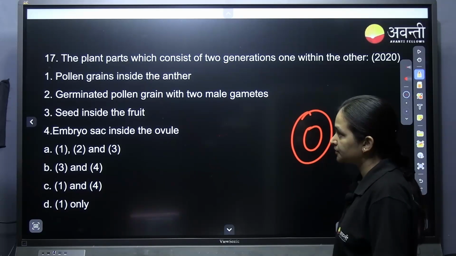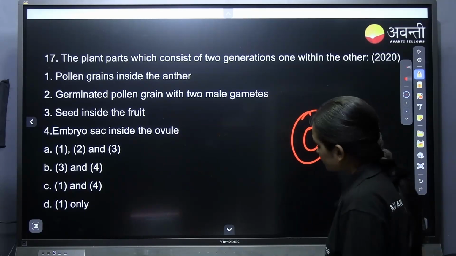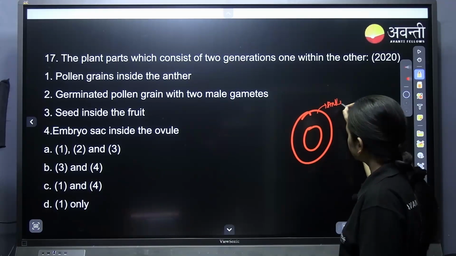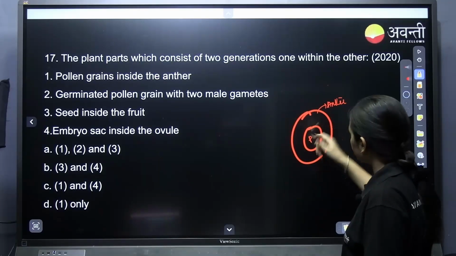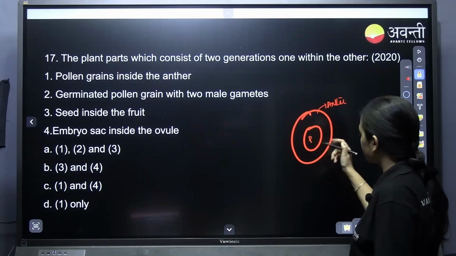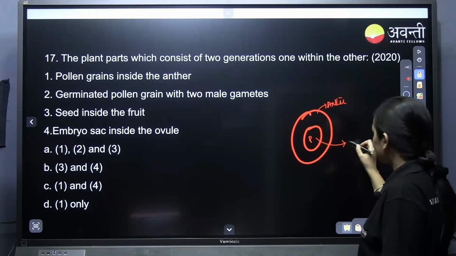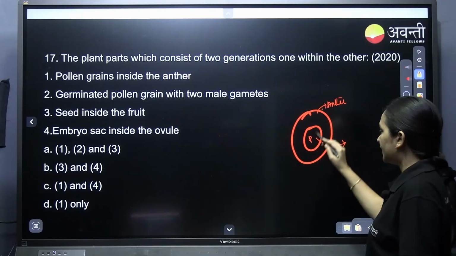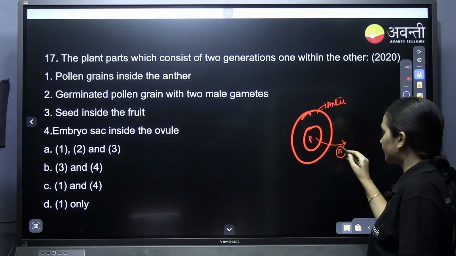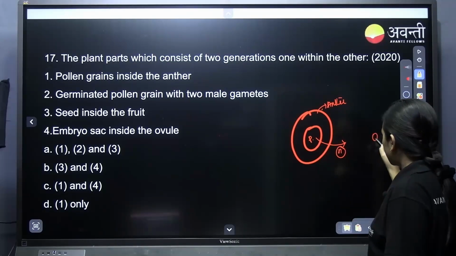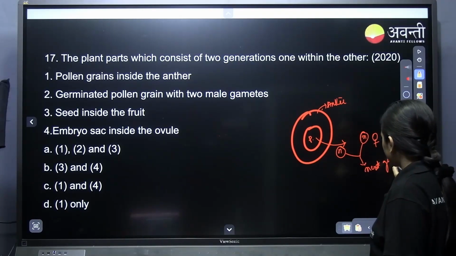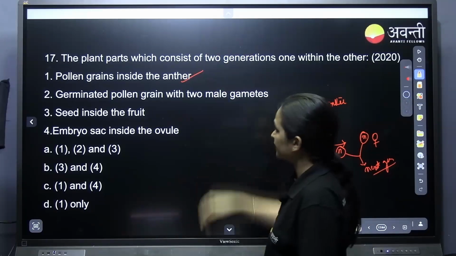Pollen grains inside the anther. If this is the anther and this is the pollen grain, then it will go and be used in fertilization, right? So this is of one generation and the pollen grain is of the next generation. It's going and fusing with the female gametophyte, so it will become the next generation. So this is true. Pollen grains inside the anther.